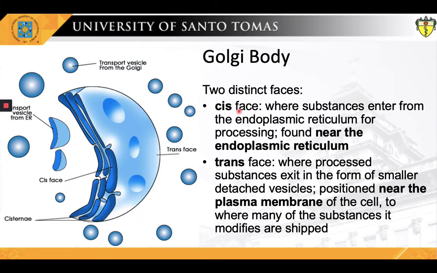Each Golgi stack has two distinct ends, or faces. They are the cis and the trans faces. The cis face of a Golgi stack is the end of the organelle where substances enter from the endoplasmic reticulum for processing. On the other hand, the trans face is where the processed substances exit in the form of smaller detached vesicles. Consequently, the cis face is found near the endoplasmic reticulum, from whence most of the material it receives comes. In turn, the trans face is positioned near the plasma membrane of the cell, to where many of the substances it modifies are shipped to.